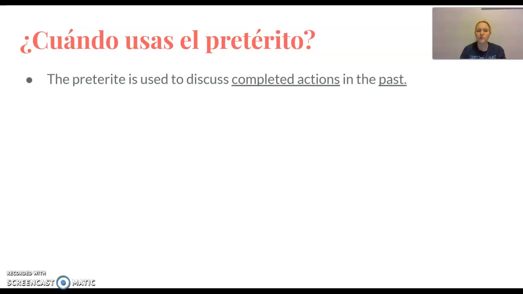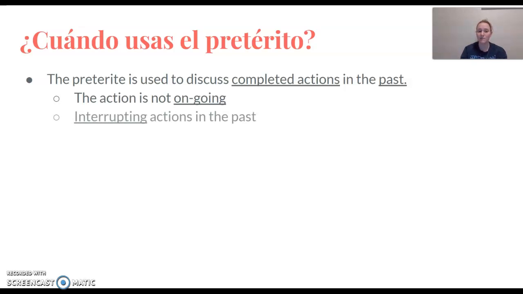So the preterite is going to be used when we're talking about a completed action in the past. This is something that I could put on a timeline and be like, on this day I did this, on this next day I did that, on this next day I did this other thing. So it happened at a specific point in time in the past. The action is not ongoing, it's completed, it wasn't done habitually. This is also used for actions in the past that interrupt something else, and it's something that happened once.